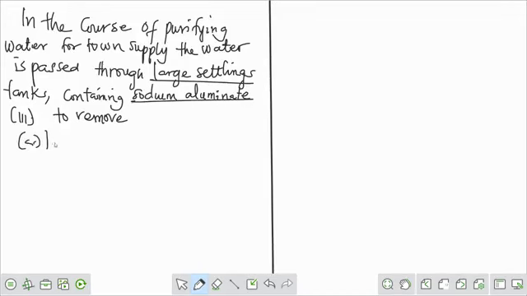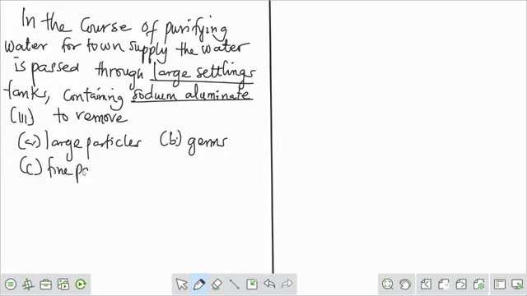A. Large particles. Number two, germs. Number three is option C, fine particles. Don't forget I told you that what will we use to remove germs? Chlorine. Option D, that is odor. So what is the answer? So the answer is large particles. Please take note of that.